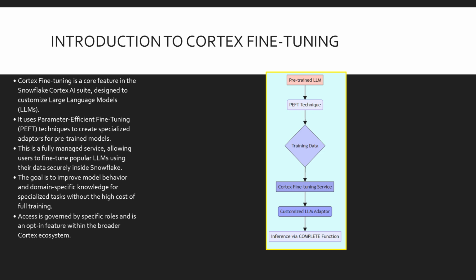This diagram shows the basic flow of how Cortex fine-tuning creates a specialized model from a generic one. We start with a large, pre-trained LLM, which serves as the foundational model providing generalized knowledge. This model is then subjected to the parameter-efficient fine-tuning, or PEFT, technique, which efficiently adjusts the model's weights using specific, targeted data. The required training data, consisting of input-output pairs reflecting your desired behavior, is securely hosted within Snowflake. This entire process is managed by the Cortex fine-tuning service, which orchestrates the complex compute required for adaptation. The outcome is a lightweight customized LLM adapter.